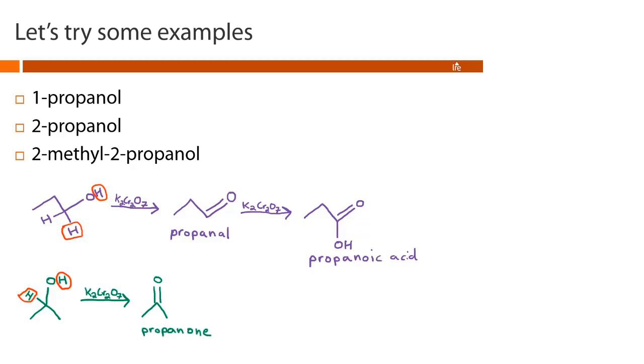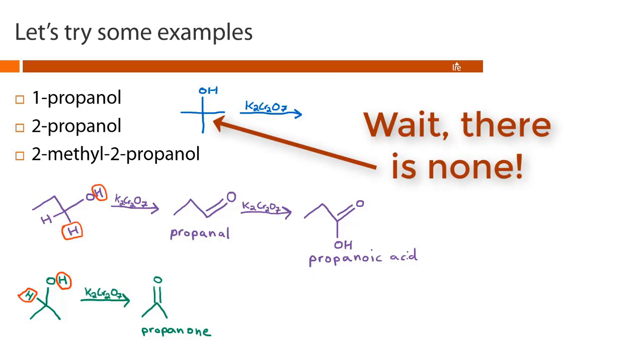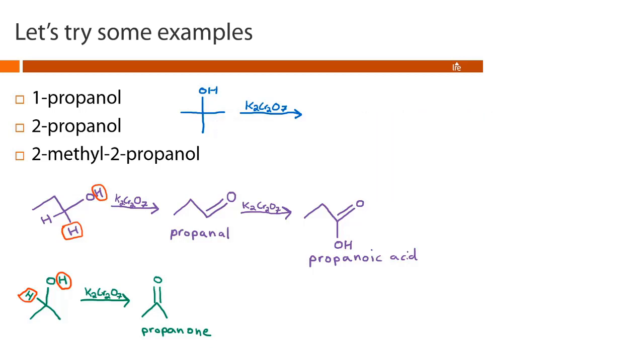Okay, what about our last reaction, 2-methyl-2-propanol? So just like the previous two examples, we'll go ahead and add in any hydrogens attached to our hydroxy-carrying carbon. And since our hydroxy-carrying carbon is already making 4 bonds, that means there are no implicit hydrogens here. Therefore, there is no reaction when we attempt to oxidize 2-methyl-2-propanol.